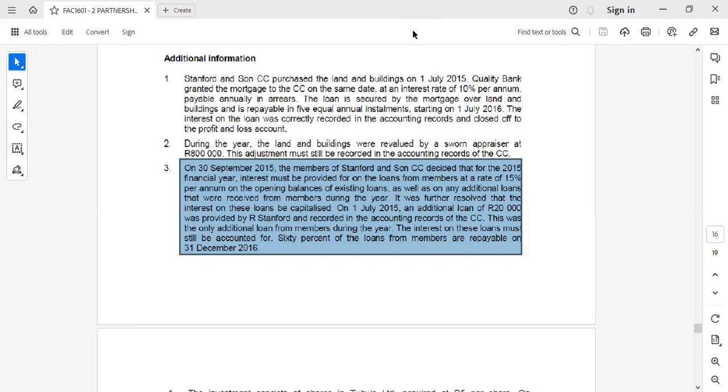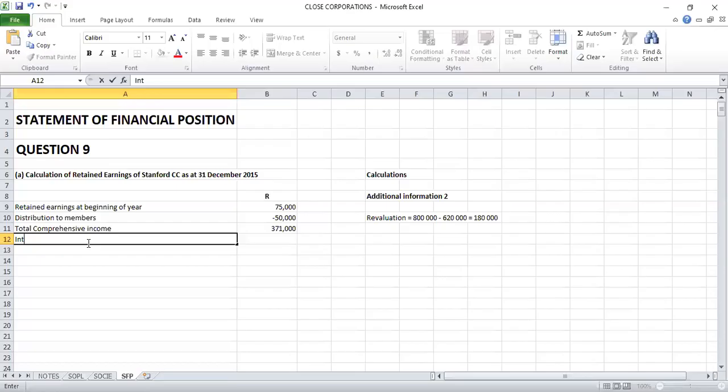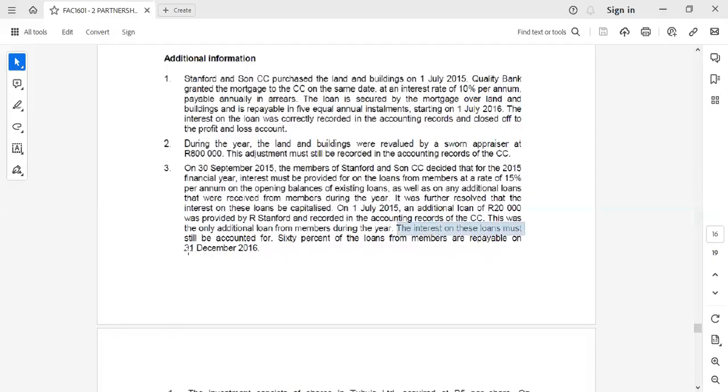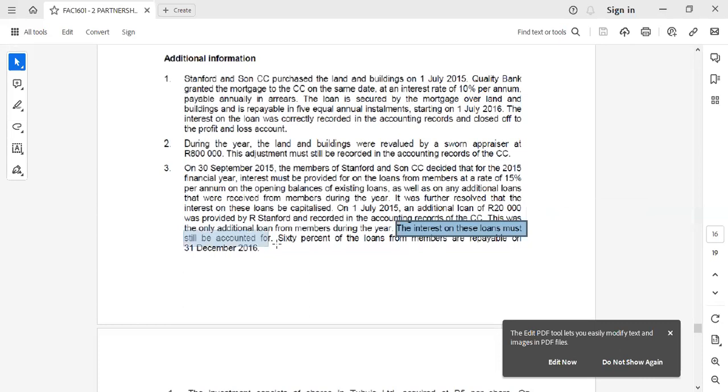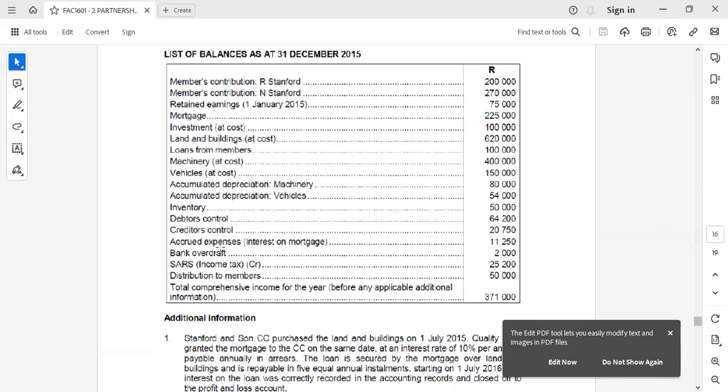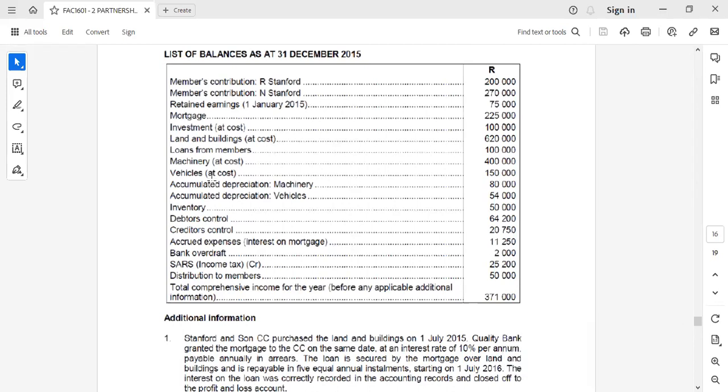All right, so our interest on loans from members. We have to take it into account because we are told that the interest on these loans must still be accounted for. That means they've not yet deducted it. All right, if we can check our loans from members on the list here, the loans from members here, 100,000.